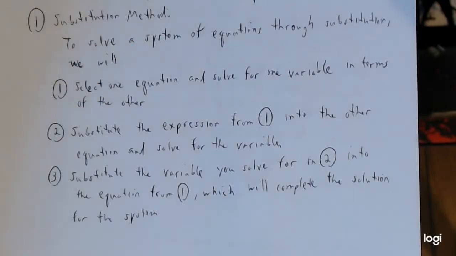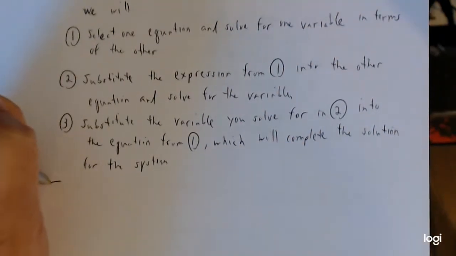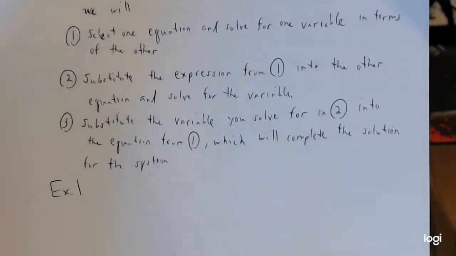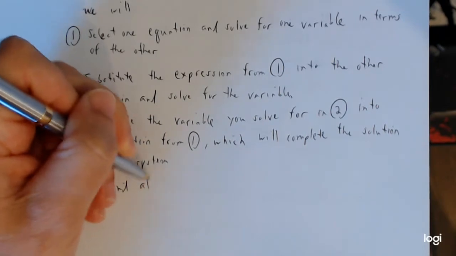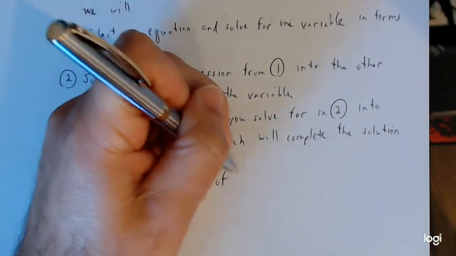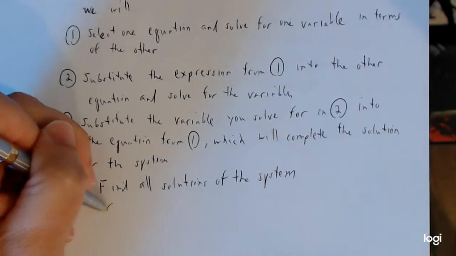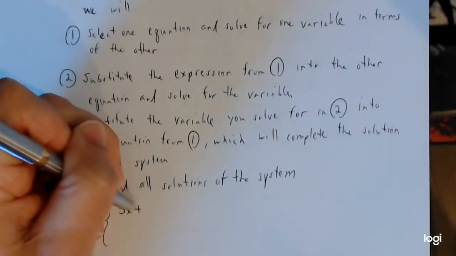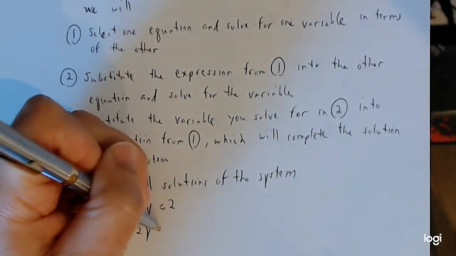Okay, now keep in mind that you don't have to write these 3 steps down when you're solving these types of problems. I just kind of numbered it for you so you see the process we'd follow. So let's look at our first example, and we'll use the substitution method. Find all solutions of the system 5x plus y equals 2, 3x minus 2y equals 22.